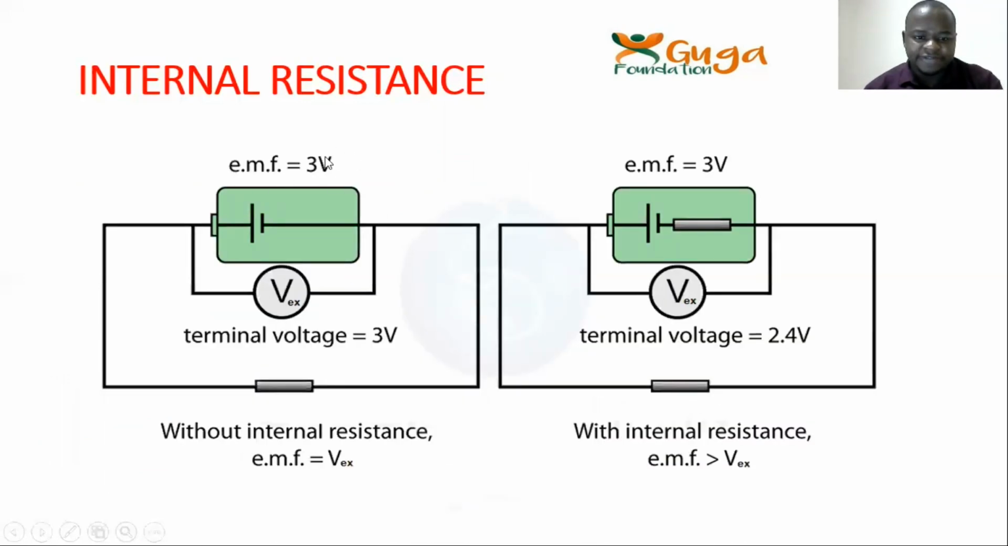So now suppose here you have got the EMF of 3 volts, and you don't have an internal resistance, right? So it means that if you don't have internal resistance, when the switch is open, the terminal voltage Vx is going to be equal to the EMF. Without the internal resistance, EMF is equal to Vx. But immediately when you have got the internal resistance inside the battery, it means that now your EMF is greater than your Vx. Here we're saying that the terminal voltage, or external voltage, is equal to 2.4 volts, which is less than 3 volts.